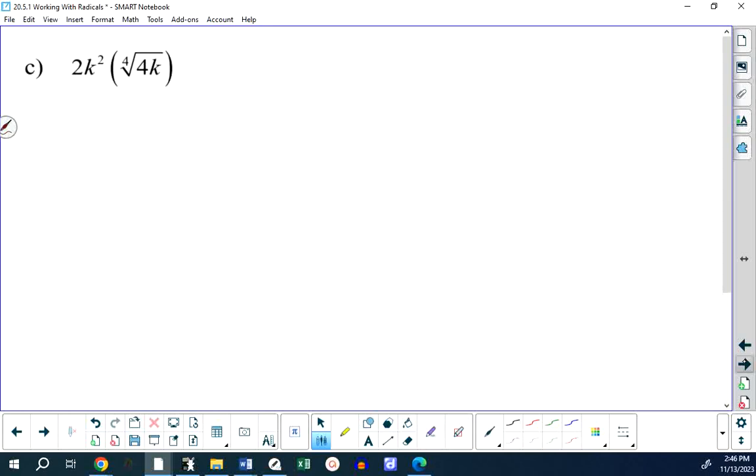2k squared, 4th root, 4k. I guess first of all, k must be greater than or equal to 0. Because it's an even root. You can't take an even root of a negative number.